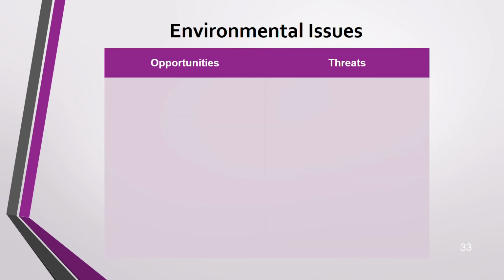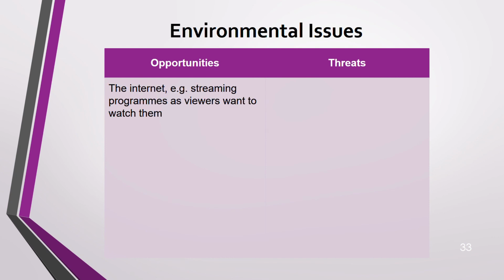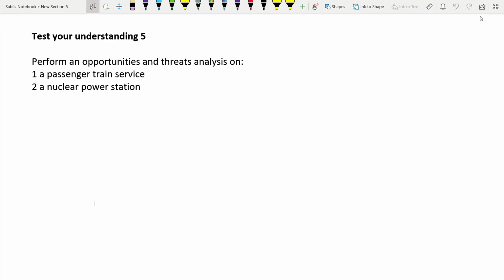Okay, now let us go through this opportunities and threats example to understand this better. Okay, so an opportunity like the internet, for example, streaming programs, as viewers want to watch them. When it's the internet, how could an opportunity be there? Because you can go live video, you can do live streaming. Streaming programs are something that viewers want to watch, through which you can earn also.